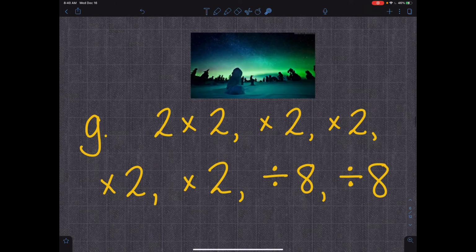G, here's some northern lights for you to look at while we do this. We're going to start with the number 2 times 2. Then we're going to multiply by 2. And then multiply by 2. And then multiply by 2. And then, guess what? Multiply by 2. Divide by 8, and then divide by 8. That's actually a really hard one.